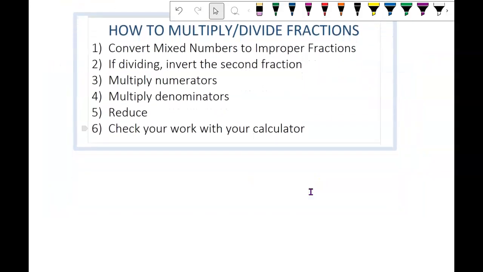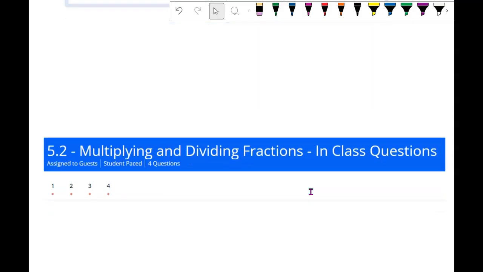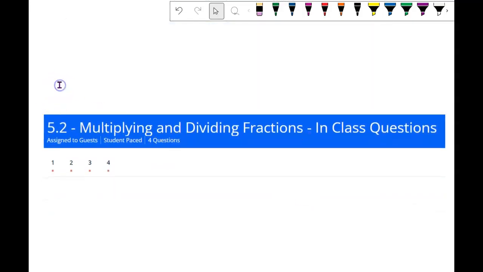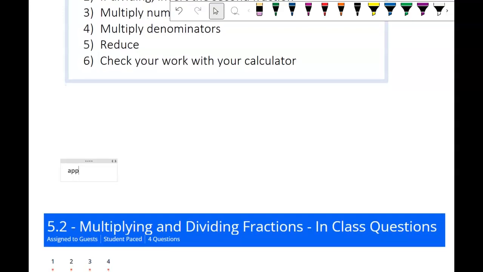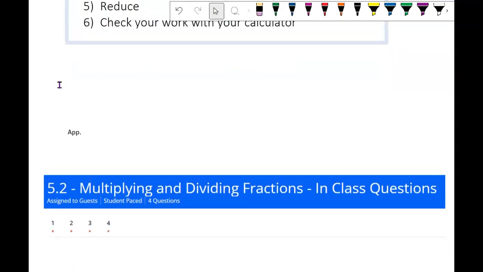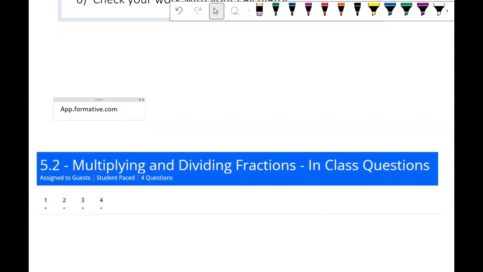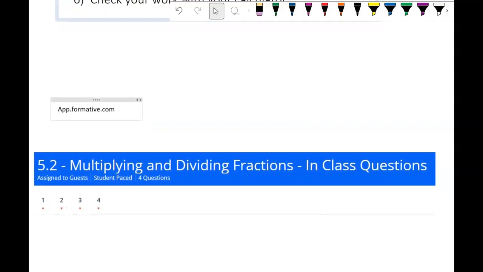All right, so let's see if you have a good understanding of this. If you go into app.formative.com and you log in with your Appleby email, you will see this assignment for you to test out these questions. Good luck. And then don't forget to do your homework, your 5.2 homework.